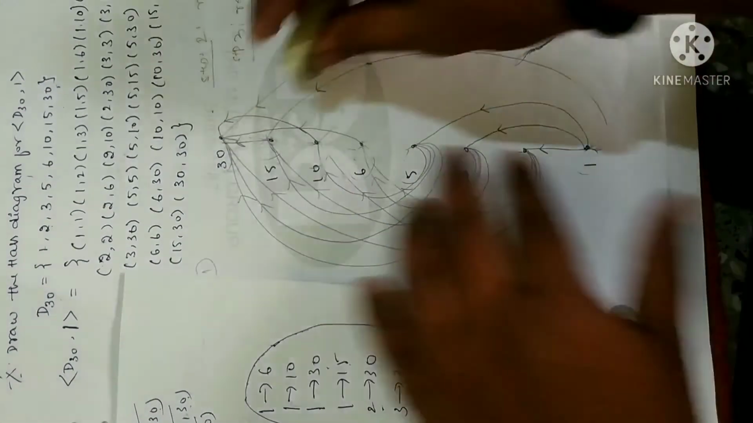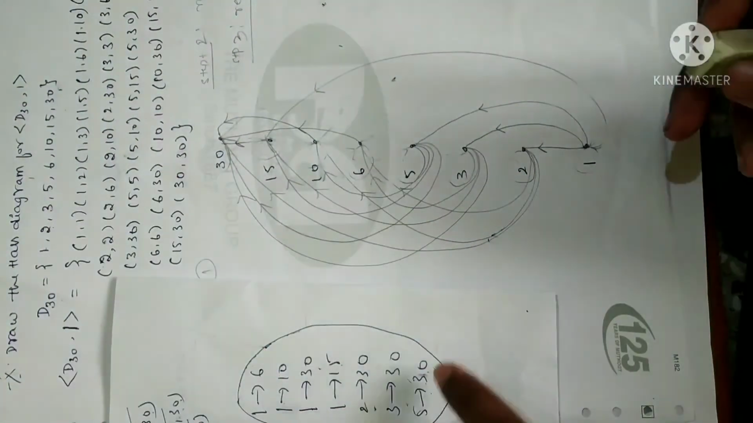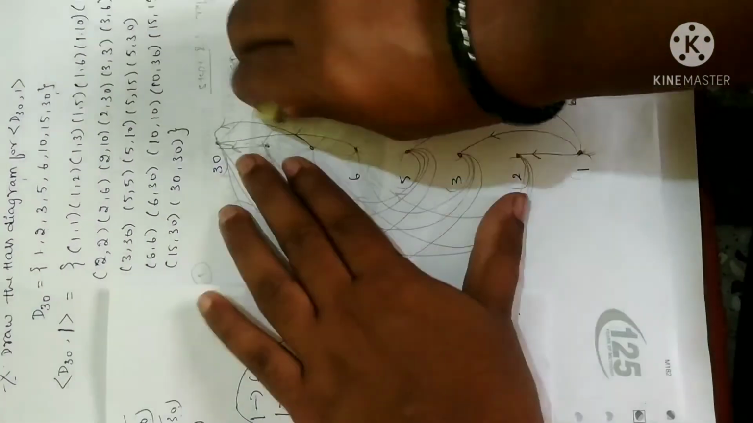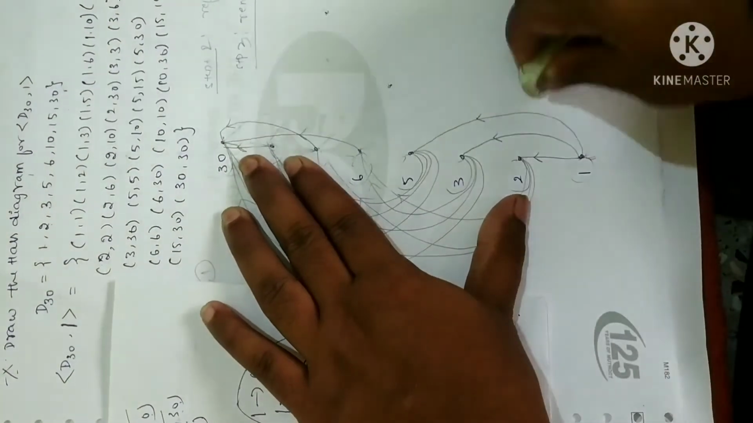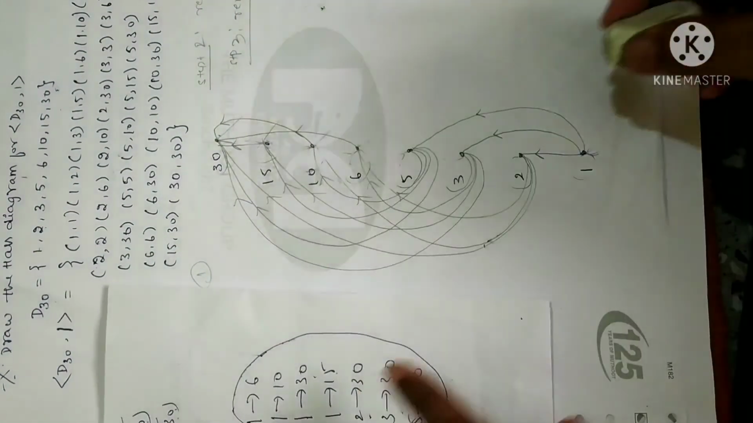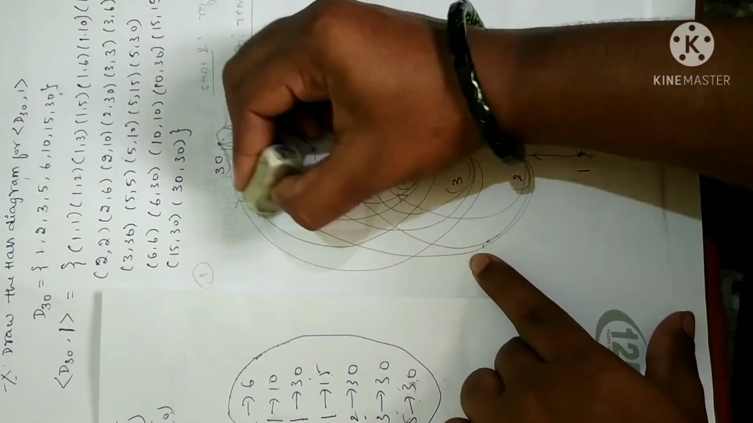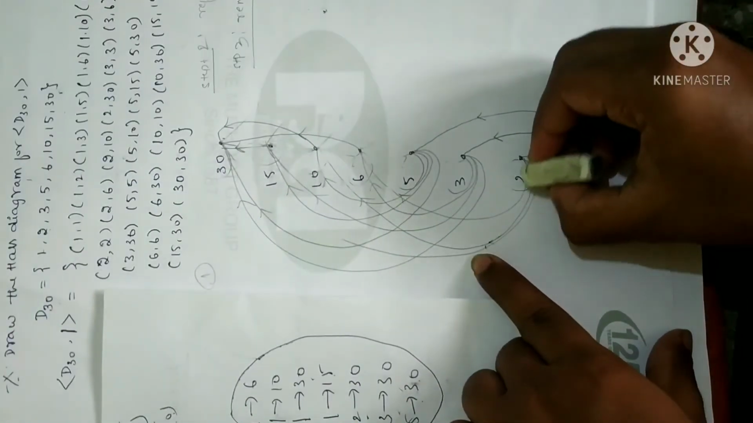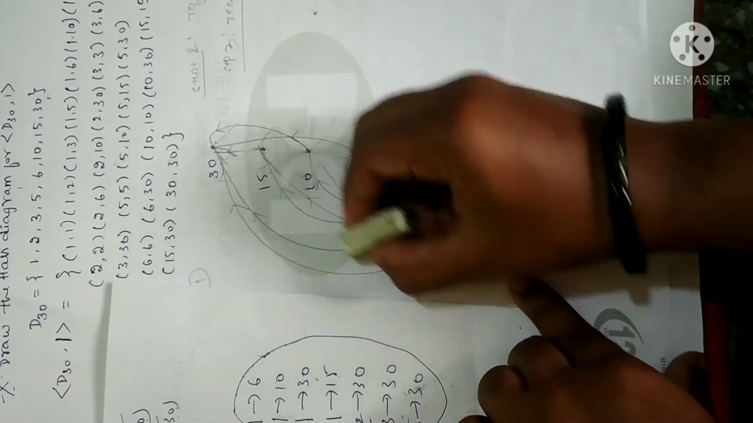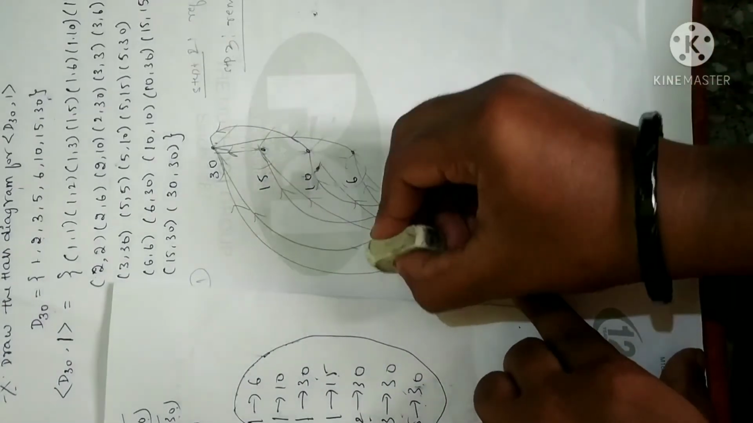1 to 30 I have removed. Clear? Next 1 to 15 I have to remove. Let me do that. 1 to 15 also I have removed. Fine. Next 2 to 30 I have to remove. Where it is, 2 is here. 2 has been connected to 30 here. So if you want you can slow down the video speed and you can look carefully so that you can understand very well. So 2 to 30 I have removed.